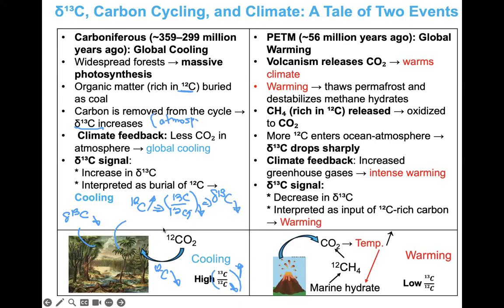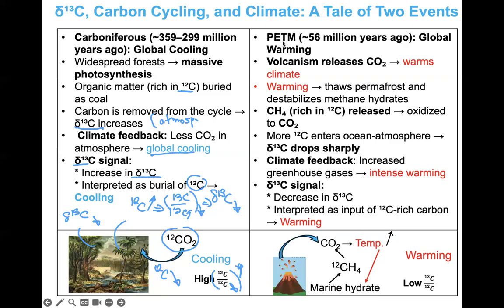So going back to the climate, if you have less CO2, we have global cooling. So again, we can see that we have an increase in delta C13 in the atmosphere. However, C12 would be rich in the trees.